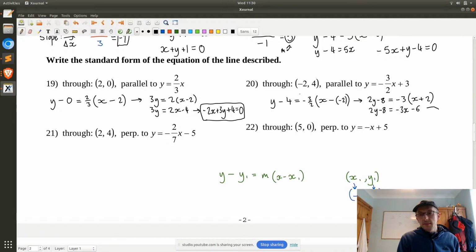And finally, move everything to the left-hand side and make sure that it's all equal to 0. So 3x comes first, then 2y, then add 6 to the left-hand side. So negative 8 becomes negative 2. And there you go. Done. All right.